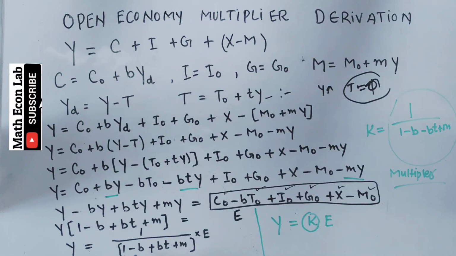That means this will be our open economy multiplier, that is K, which will be equal to 1 divided by 1 minus marginal propensity to consume plus marginal propensity to consume times the marginal tax rate plus the marginal propensity to import. This is our open economy multiplier here. I hope I have made myself clear in this video. Thank you.